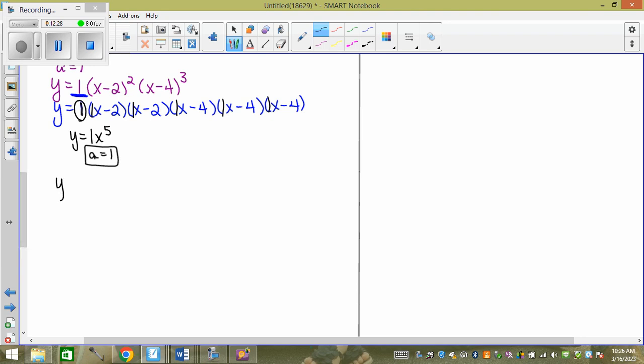All right, so we need the y-intercept to get the constant, which means x equals 0.